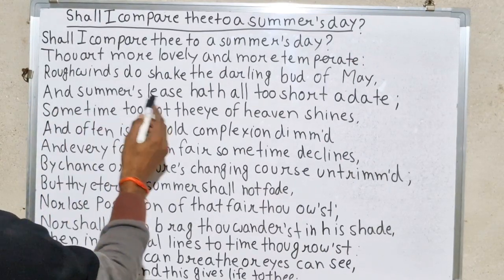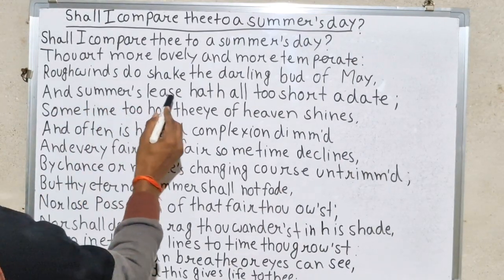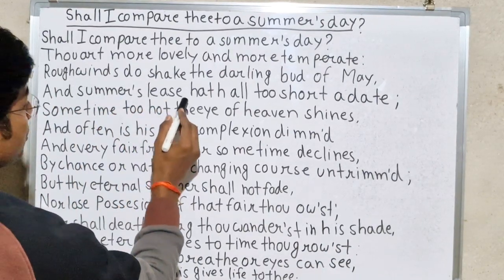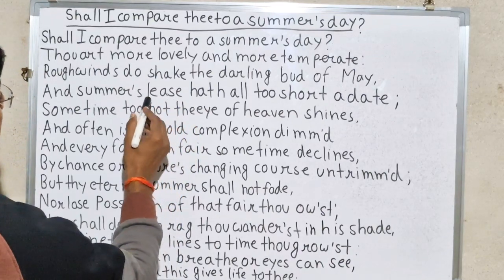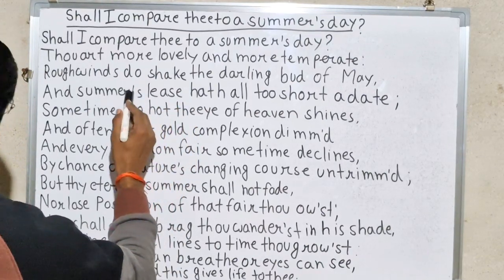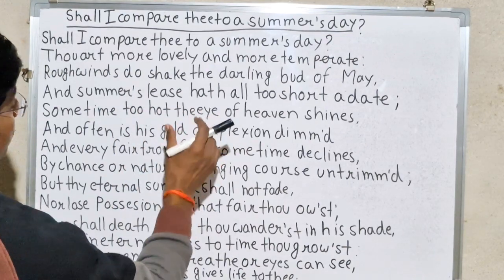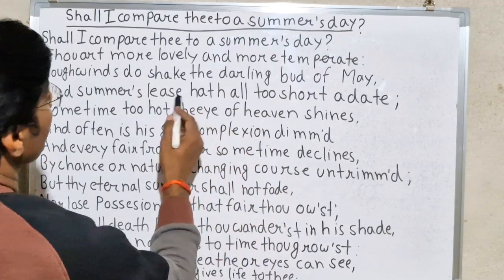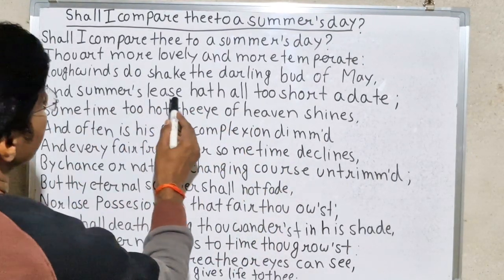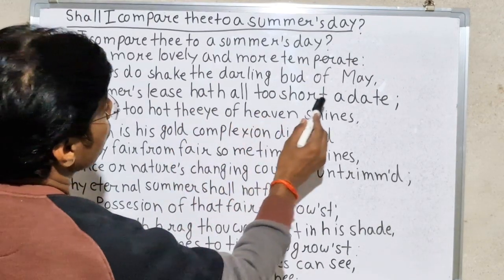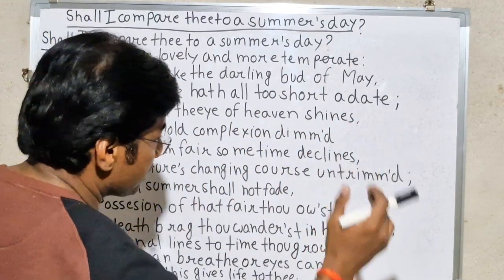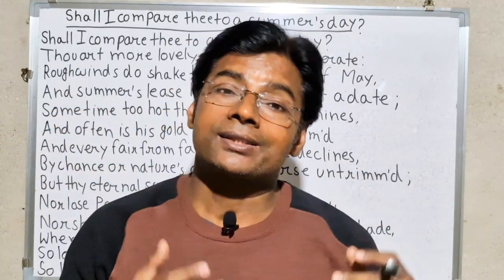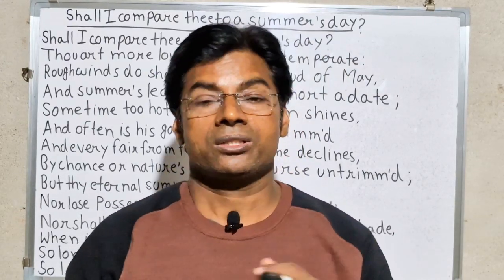And summer's lease. See here in the fourth line, summer's lease. It means here summer is personified as a tenant who has been given a certain thing on lease. He says, and summer's lease hath all too short a date, a fixed, limited time. And he says that summer itself is not permanent.